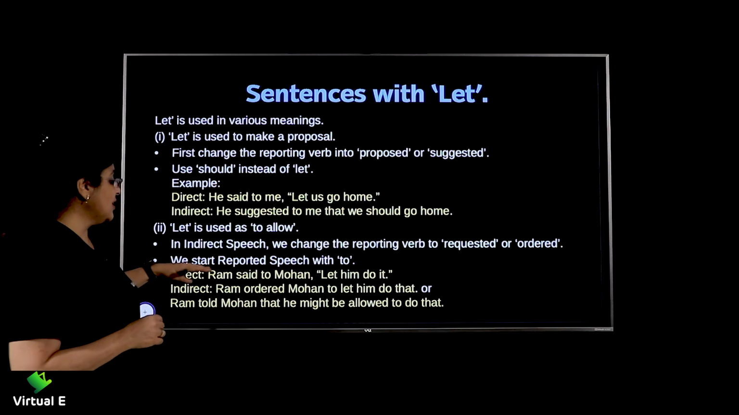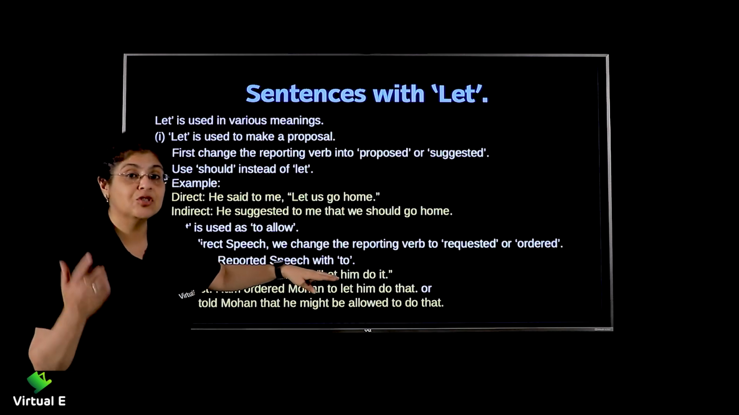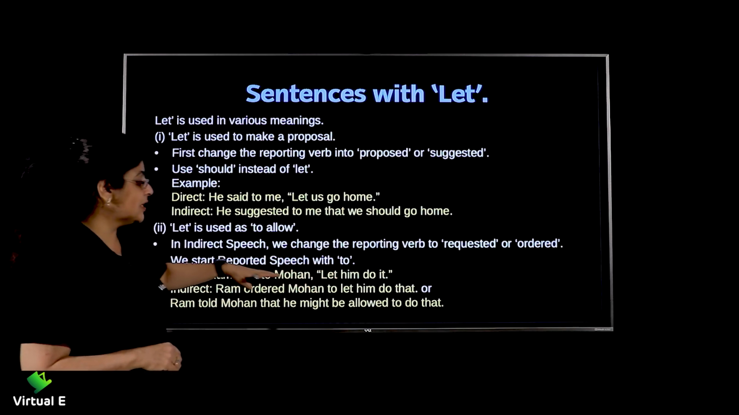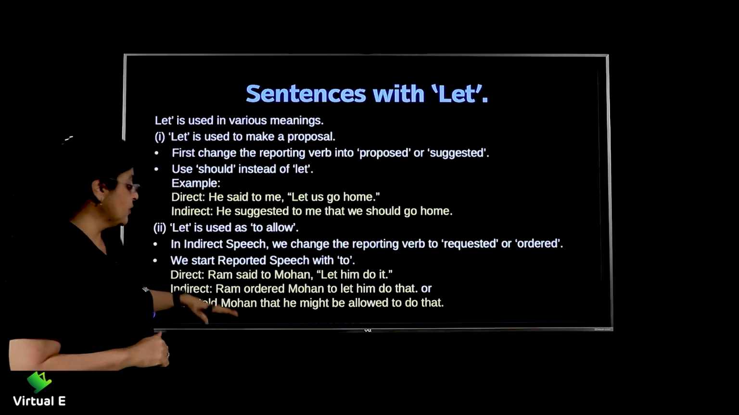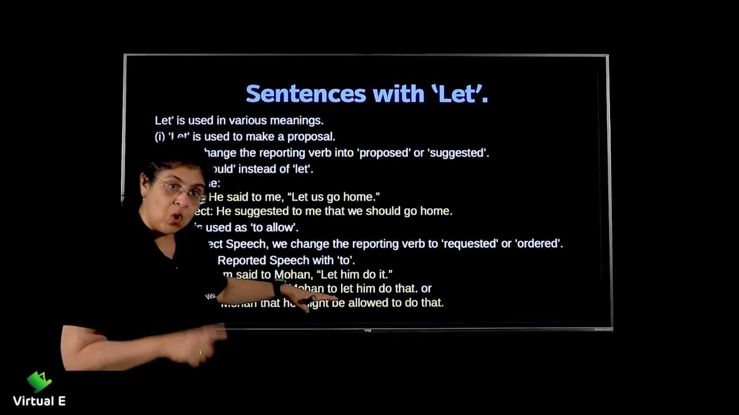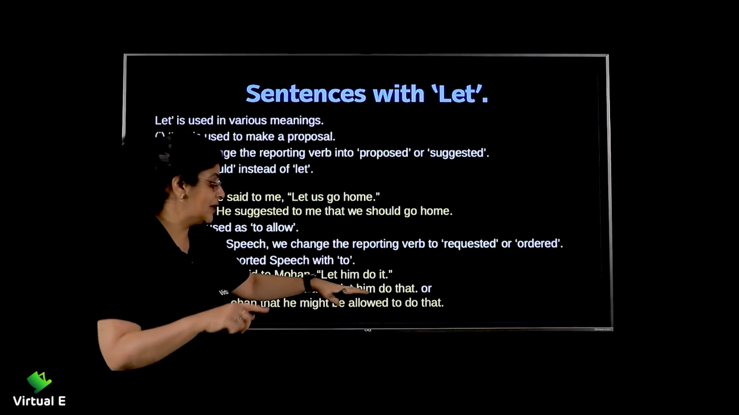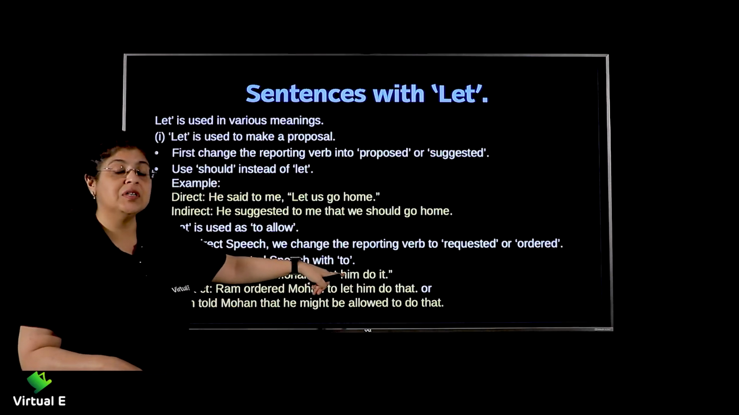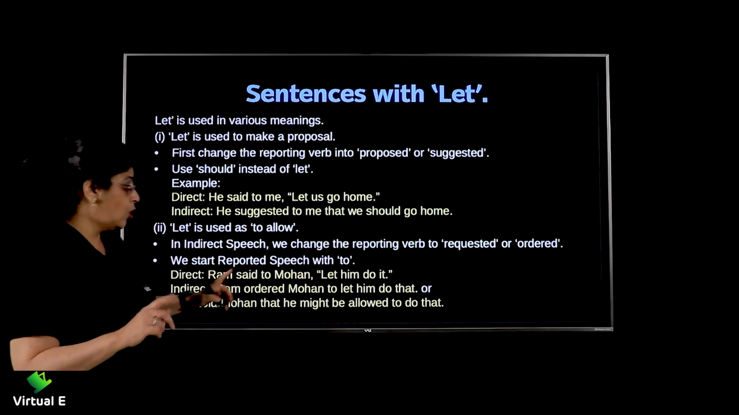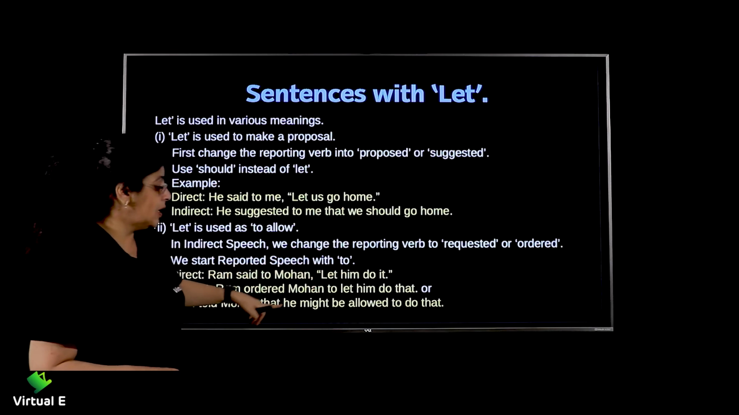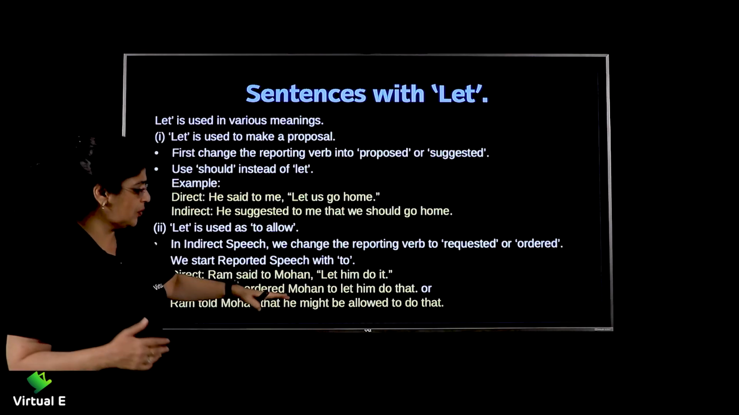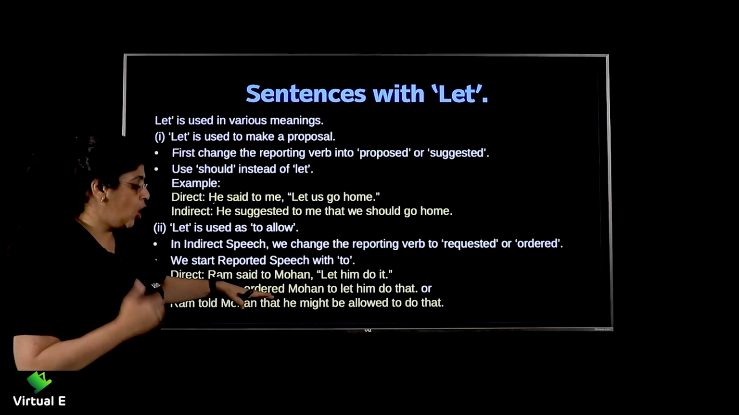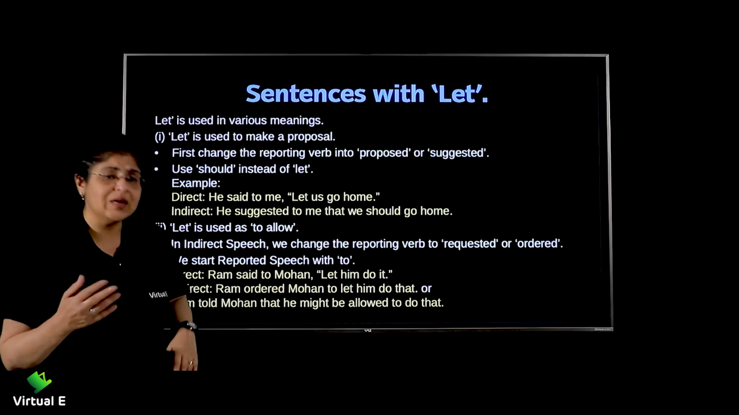Okay. We start reported speech with to. So, Ram said to Mohan, "Let him do it." You're giving permission. So, Ram ordered Mohan to let him do it. We begin the reported speech with to. Or, Ram told Mohan that he might be allowed to do that. But that's okay. I think we'll stick to this one. Ordered Mohan to let him do that.